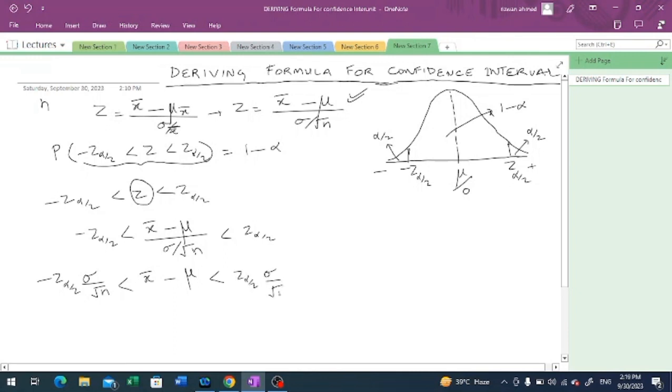Now in the next step, we have to remove this x bar factor from the center, and we will make use of the concept of additive inverse for this purpose. So subtracting x bar throughout this inequality, we can get it removed from the center. This is how we write down this step of removing x bar from the center.